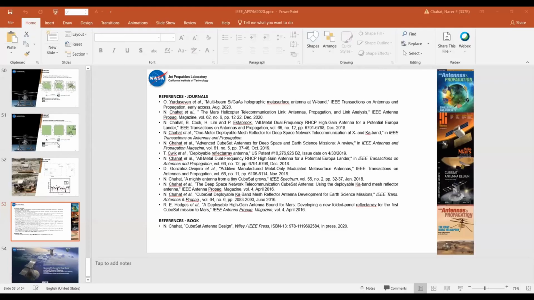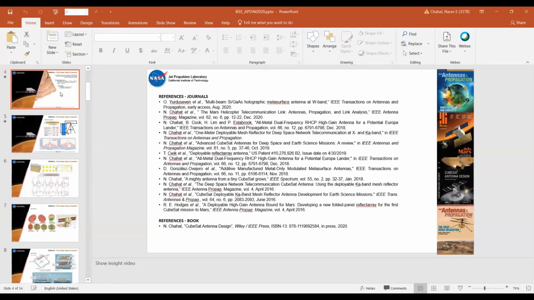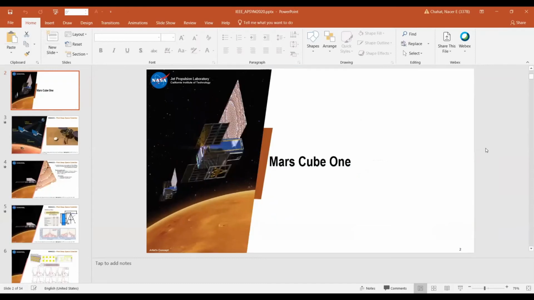Sir, there is a question on the second or third slide talking about the Marco X-band deployable reflectarray. And the reflectarray has two patch antennas on both sides of a stable core material. Why do you need two patch arrays instead of one?